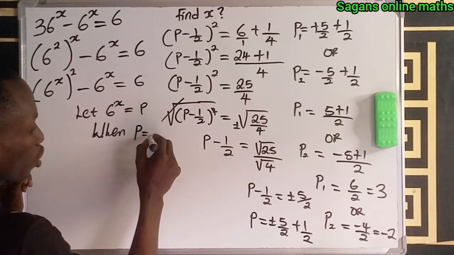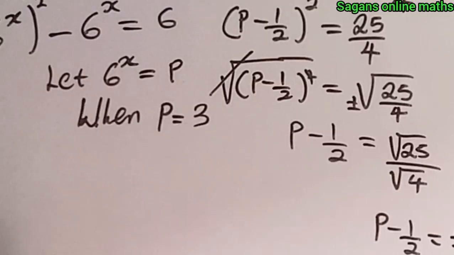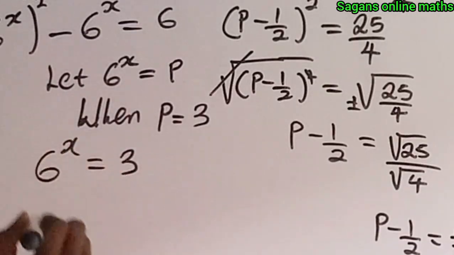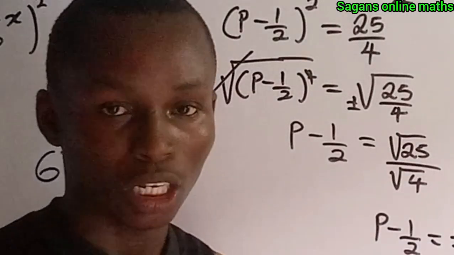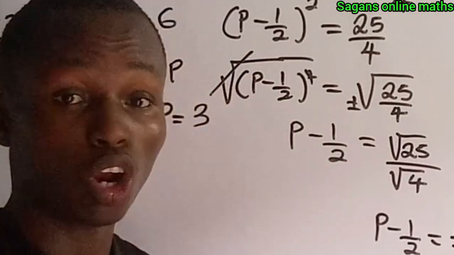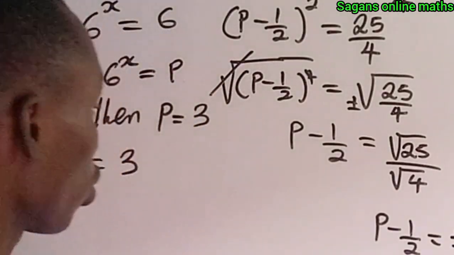When P is equal to 3, we want to solve 6 to the power of x equals 3. Now how are we going to determine the value of x, because the bases are not the same? So what are we going to do? At this point, the logarithm, or natural logarithm, will help us.